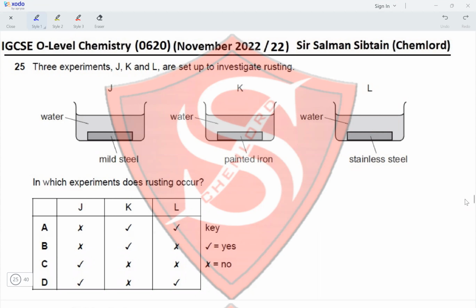Mild steel basically contains iron with some carbon. So if iron is present, then this would rust. So rusting would be seen in J. This would eliminate options A and B. Then in K, we've got painted iron. Painted iron will not result in the iron rusting. So this is true for both the options. And stainless steel does not rust at all. So there would be no rusting in L, which eliminates option D, making C the correct option for this question.